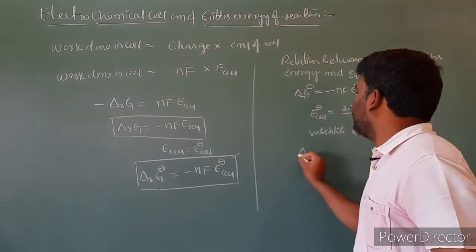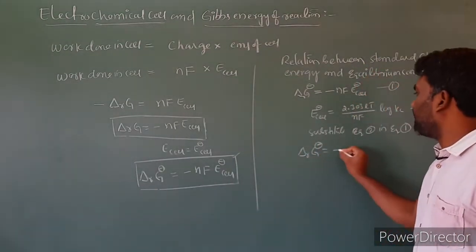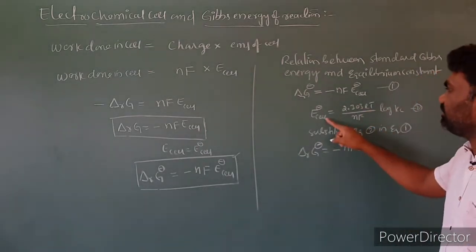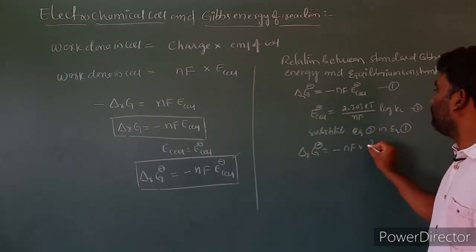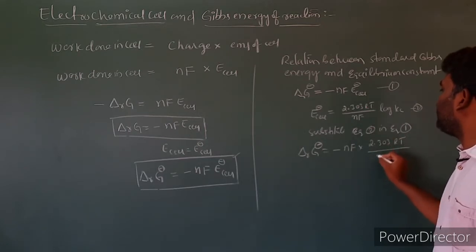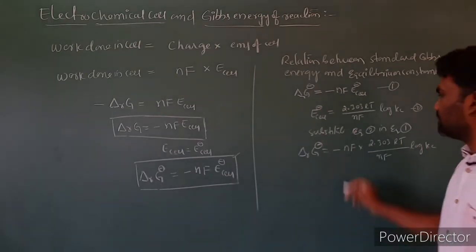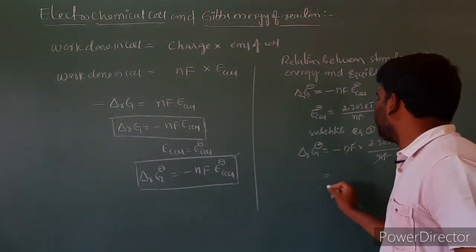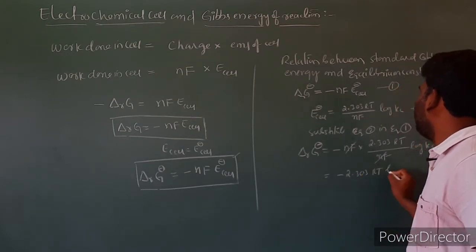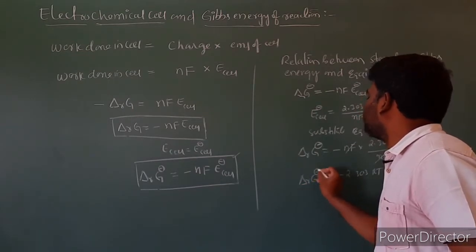Then the equation we get is delta rG at standard condition is equal to minus nF into, in the place of E standard cell, what can you write? 2.303 RT by nF log Kc, isn't it? So this nF will be cancelled, and what you will get is minus 2.303 RT log Kc. So delta rG at standard condition.